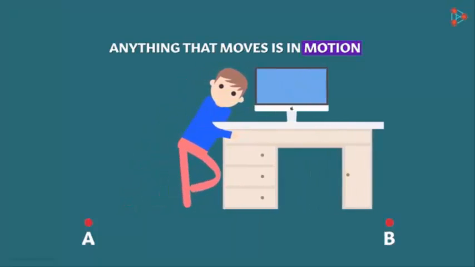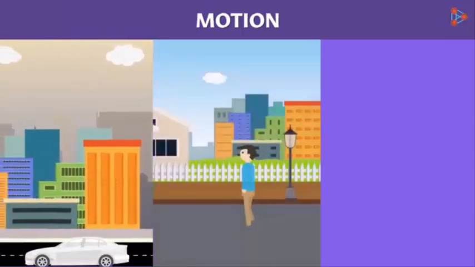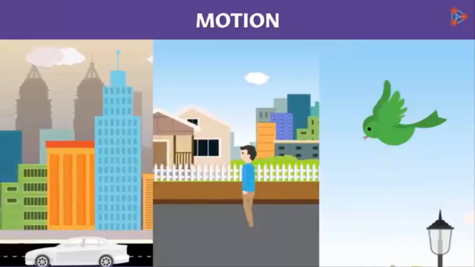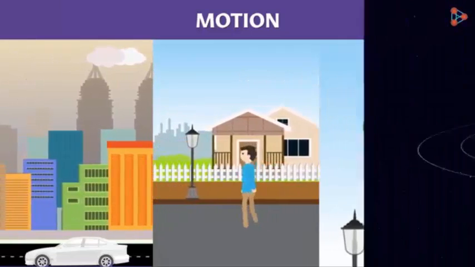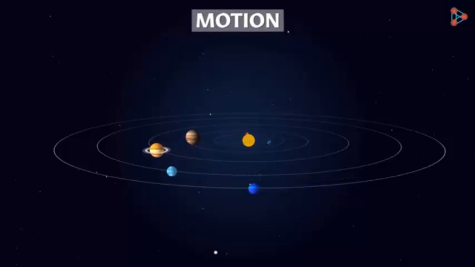There are different examples from real life by seeing which we can say that these bodies are in motion. For example, vehicles which you see in front of you moving here and there are the best examples of motion. Then comes a man moving on a road, a parrot or a bird flying in the sky. And the best example of it is our solar system. All the planetary bodies move around the sun to make their revolutions and rotations. So you can also say that all planets are in constant motion.